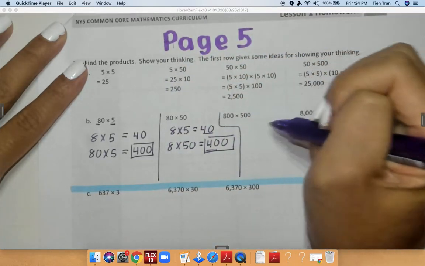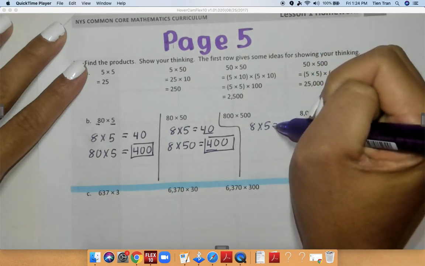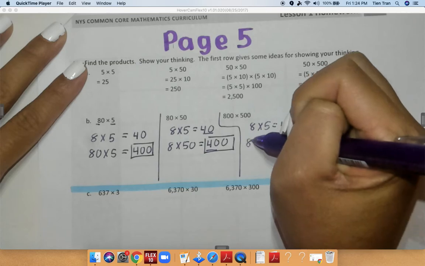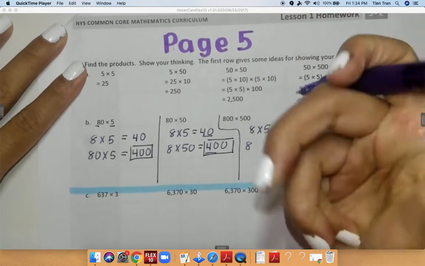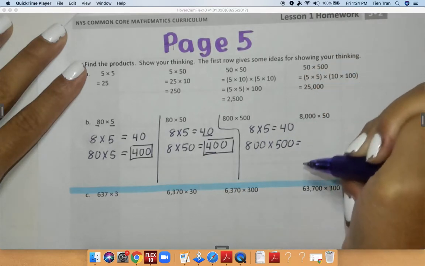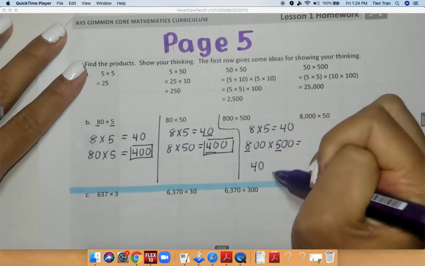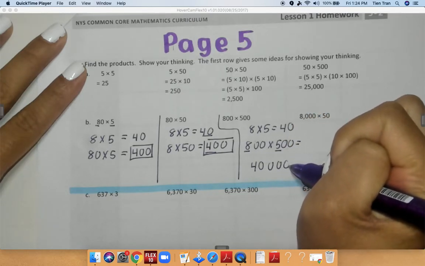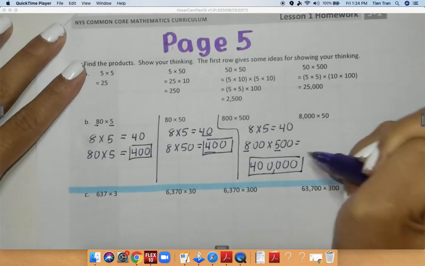Next, I have 800 times 500. I know that 8 times 5 is equal to 40. So 800 times 500 is going to give me what? I know that 8 times 5 is 40, and then I'm going to add my 4 zeros in the end. 1, 2, 3, 4. So I get 400,000.